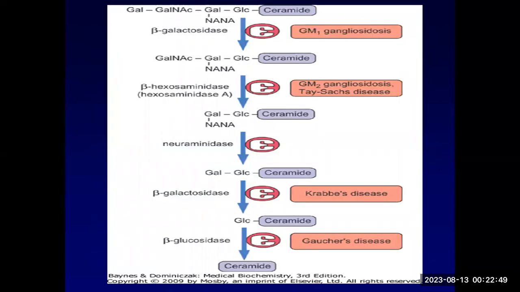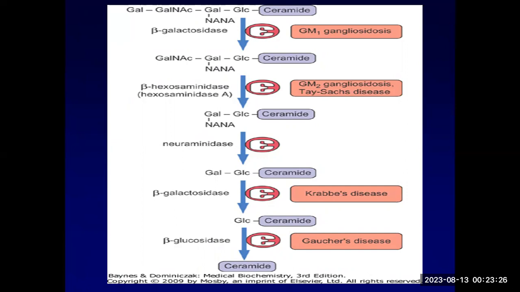This is the chart that shows you the different types of diseases because of the gangliosides. Look right here, how many sugars do we have? 1, 2, 3, 4, 5. The terminal sugar, which is galactose, is removed by beta-galactosidase. If this enzyme is deficient, then GM1 accumulates, and the disease is GM1 gangliosidosis.